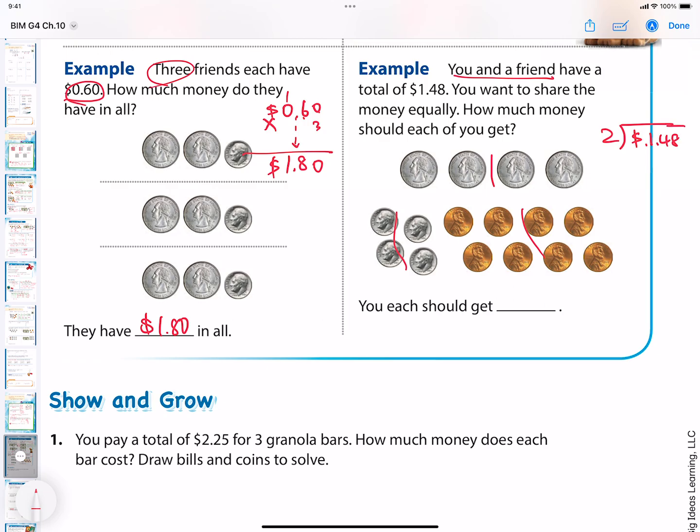And how much do you have? 148. 2 cannot fit into 1, right? So you need to move. Nothing in the ones place, and decimal. And 14. Now we are going to take a look at 14. 2 can fit into 14 by 7 times, right? And 14, take away is nothing. Bring down the 8. And 2 times 4 is 8. Take away, nothing left. So the answer is 74. Oops, I was about to say 74 cents, but you can say 0.74 in dollar form.